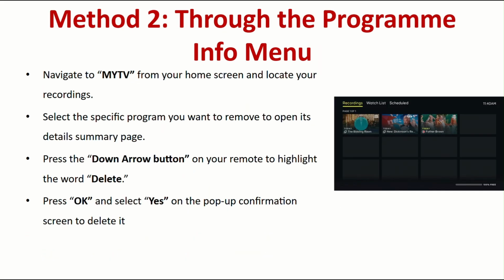Method 2. Through the program info menu. Navigate to My TV from your home screen and locate your recordings. Select the specific program you want to remove to open its detailed summary page. Now press the down arrow button on your remote to highlight the word delete. Press OK and select yes on the pop-up confirmation screen to delete it.